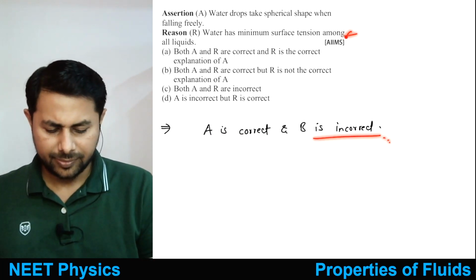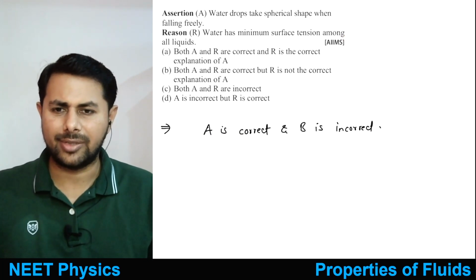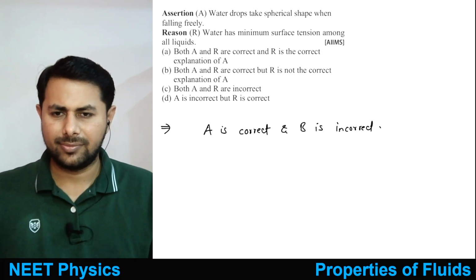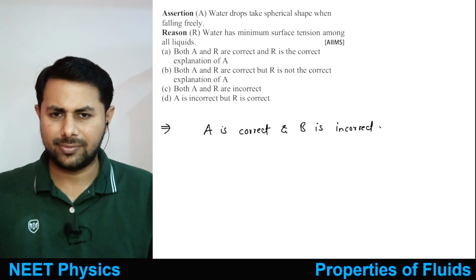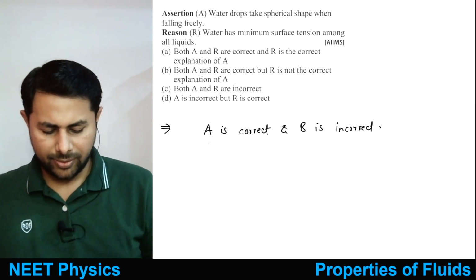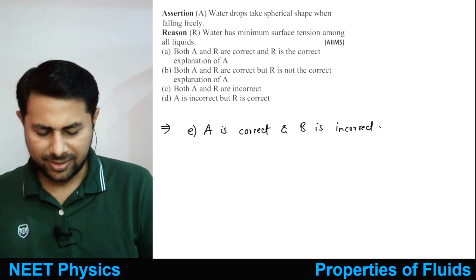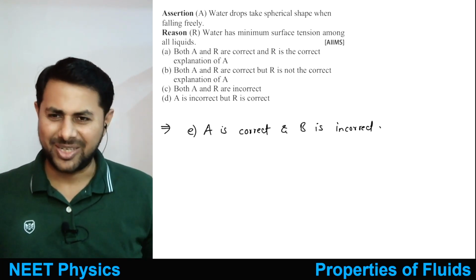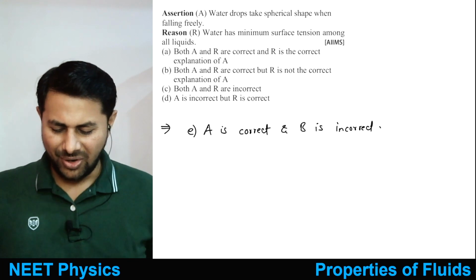Okay, this thing is clear, everyone? So this is option E. There is no such option, so let's include one. This is option E. All right.